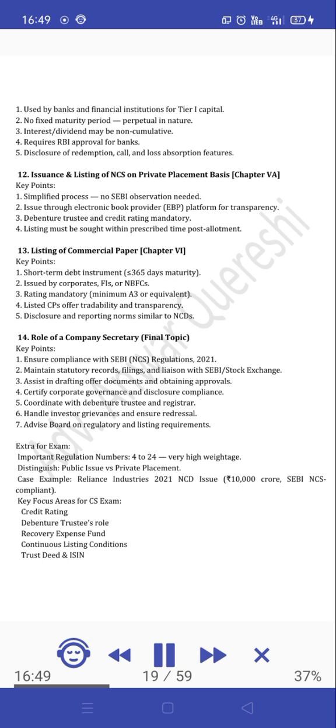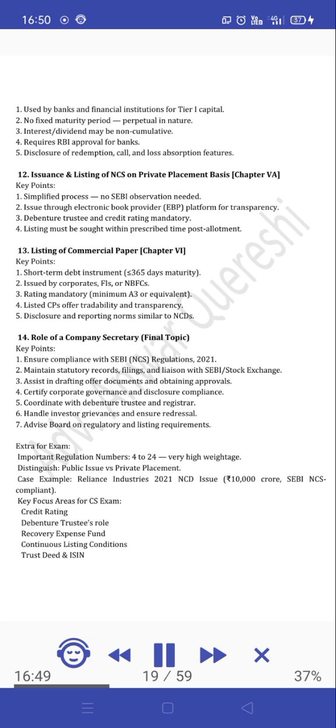13. Listing of commercial paper, Chapter 6. Key points. 1. Short-term debt instrument with less than or equal to 365 days maturity. 2. Issued by corporates, FIs, or NBFCs. 3. Rating mandatory, minimum A3 or equivalent. 4. Listed CPs offer tradability and transparency. 5. Disclosure and reporting norms similar to NCDs.